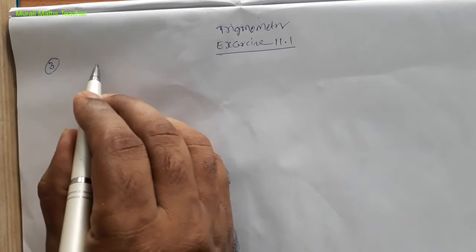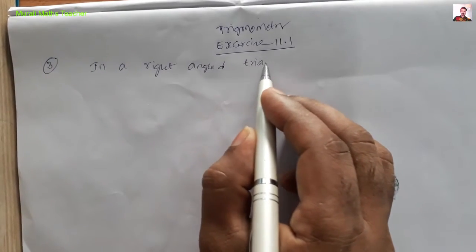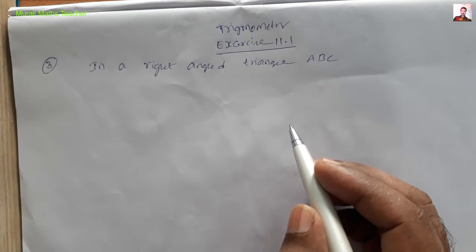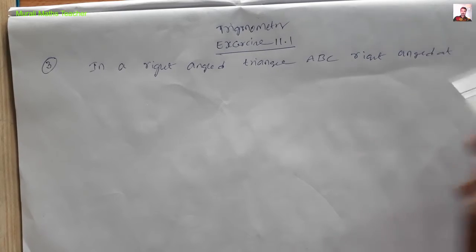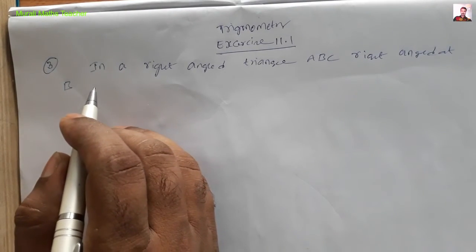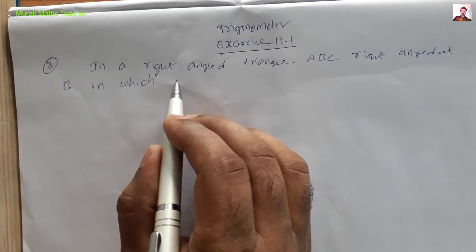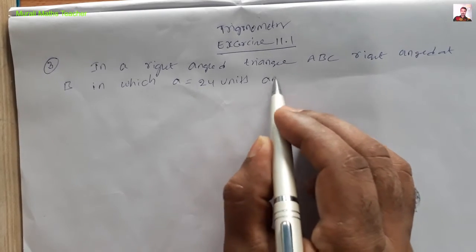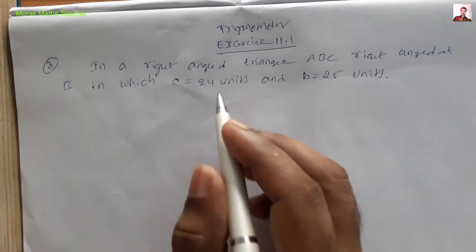In a right angle triangle ABC, right angled at B, in which small a is 24 units and small b is 25 units.